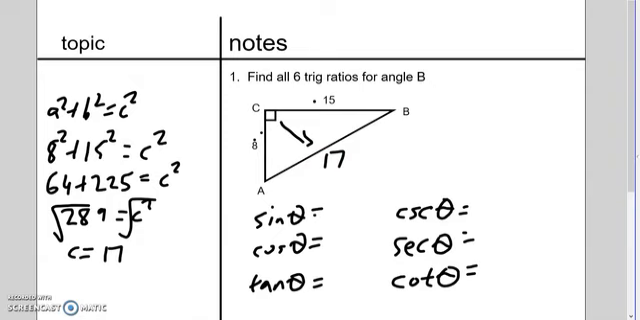Okay, then to work out the sine, in this case, we are given a specific angle, angle B here. So I should actually just write B for all of these.